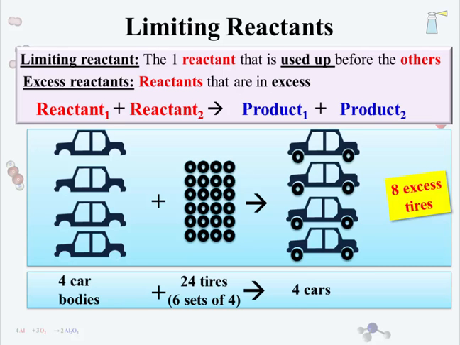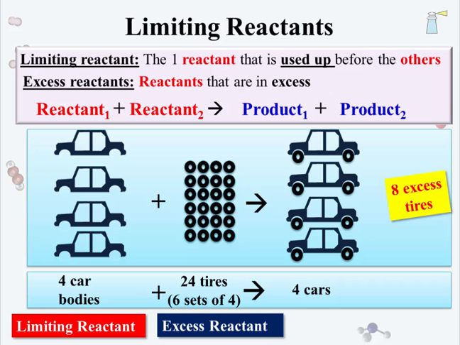In our cartoon, the car bodies are the limiting reactant or reagent. The sets of tires are the excess reactant or reagent. To balance this equation, we would have to add the additional 8 tires on the product side.